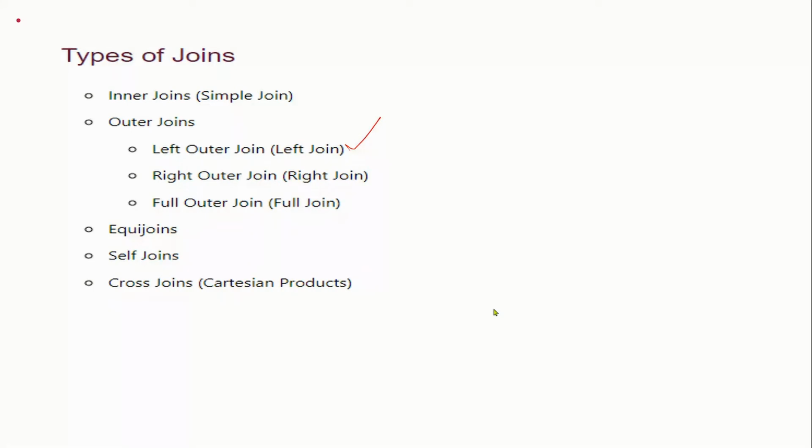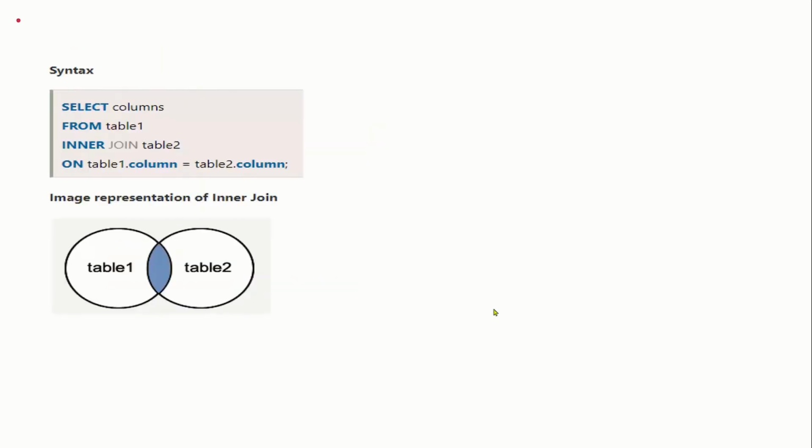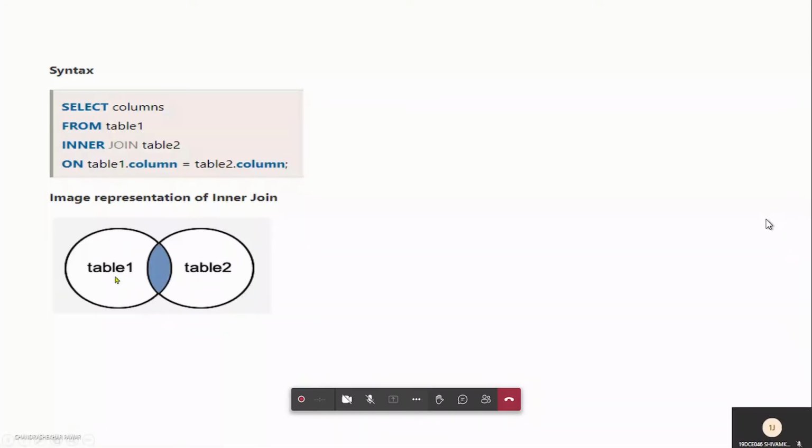So join means combining two tables. How the tables are combined, or how the information is extracted from two different tables, that is the concept of join. So let's start with the first one, the inner join. Suppose we have table 1 and table 2. As I told you, join means we are going to extract information from two tables.